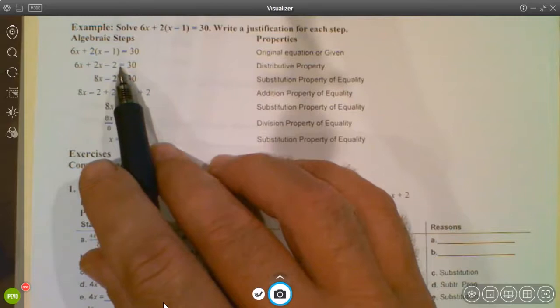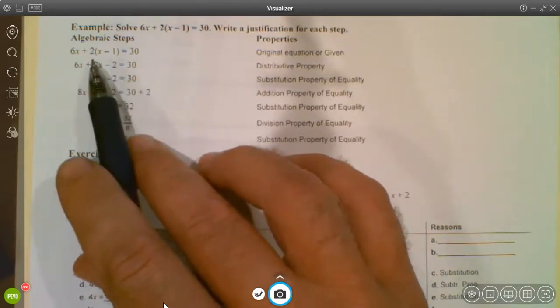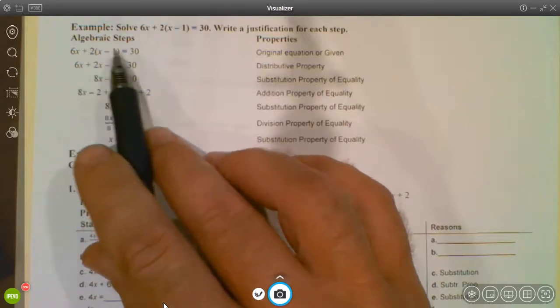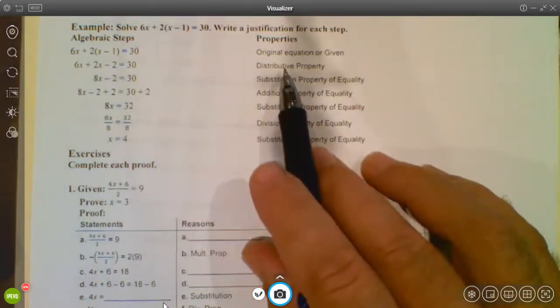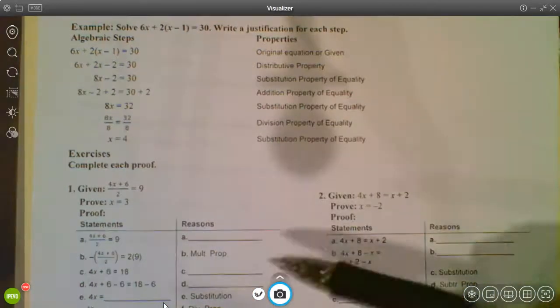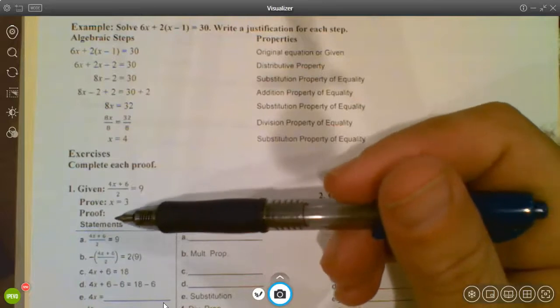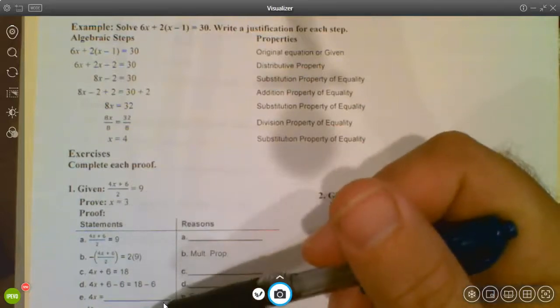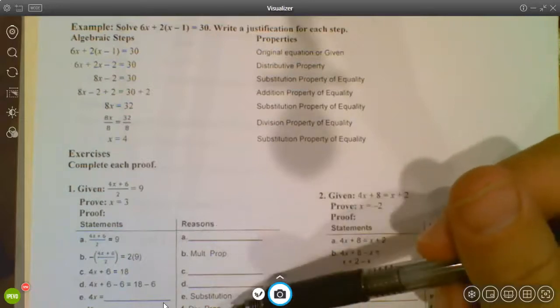But the key on these is that with every step that you take, you have to give a reason for what allowed you to do that. And so if we said what reason allowed you to do this step that you just took, we would say I used the distributive property. So the way a proof works, and you're kind of seeing it down here below, is the left side is the actual math process, and the right side is where you give your reason for each step that you take.